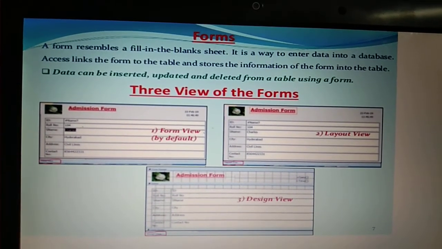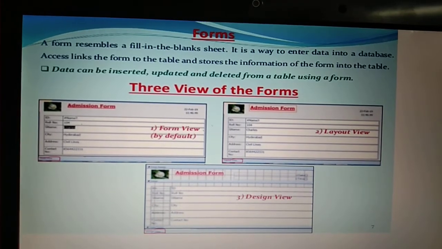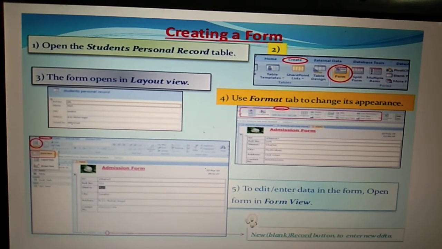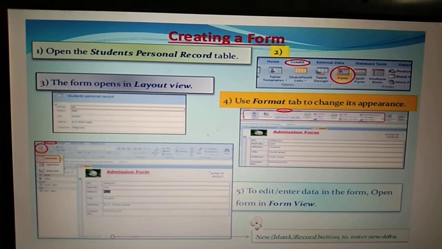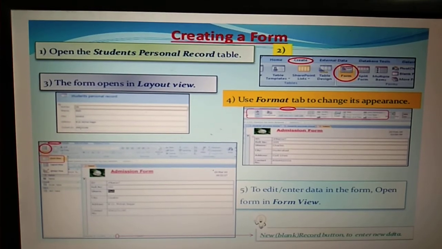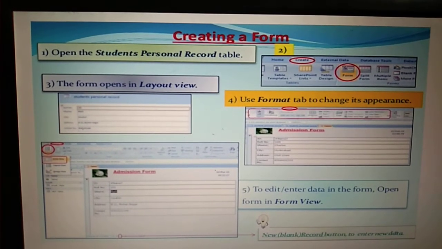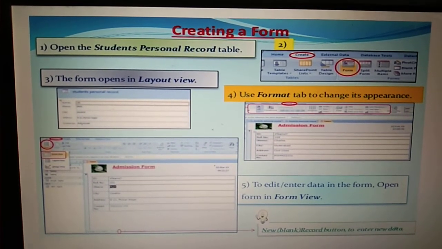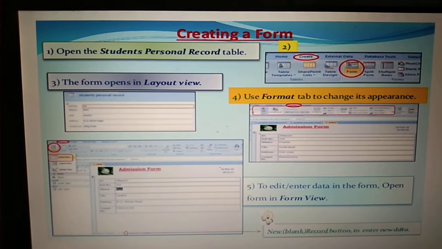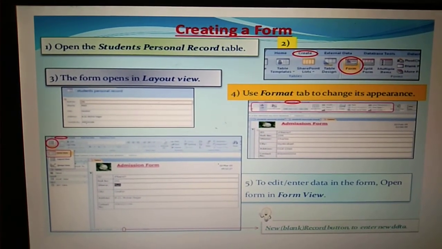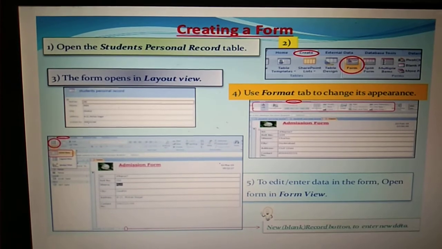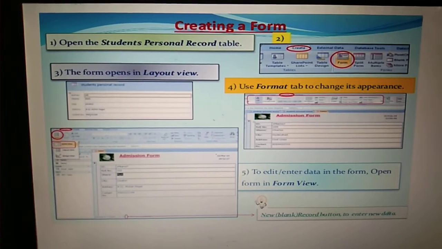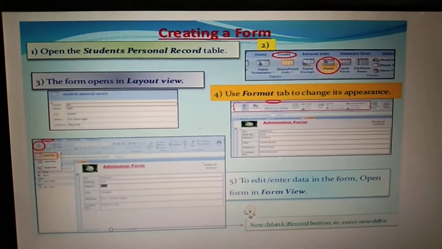So let's see how we can create a new form. For creating a form, open the student personal record table. Here there is an option in the ribbon, the button Create. You can click on the button Create and you can create a new form. Here the form opens in layout view. Use the Format tab to change its appearance according to your own choice. After this you can edit the data in the form, and this editing and entering of data is called form view. So this is how you can create a form.